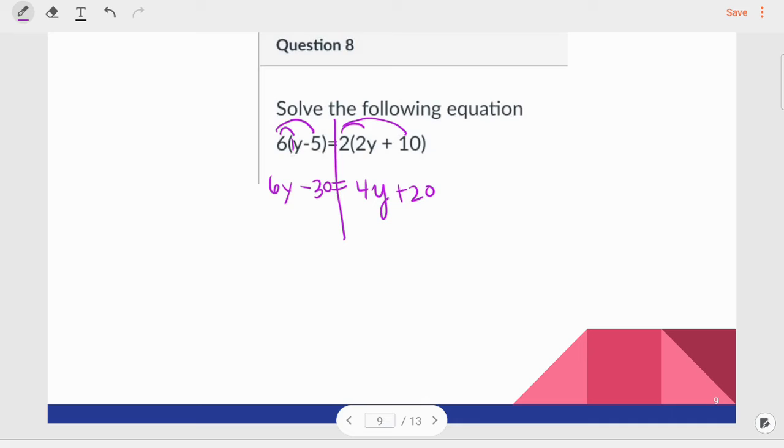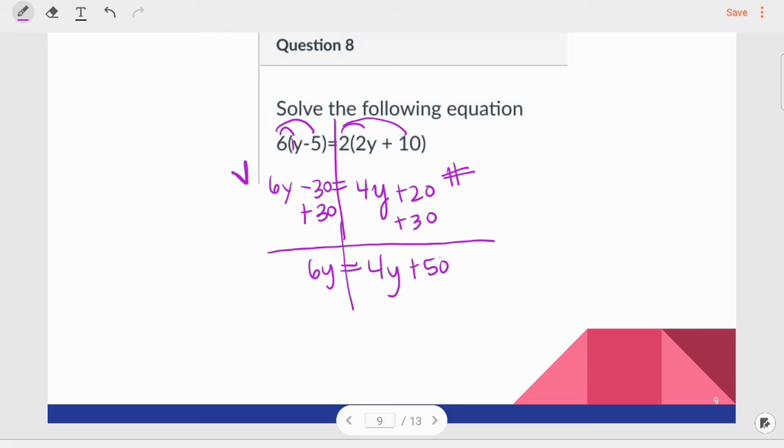Now I can see which side does have more y's. This is my variable side. 6 is greater than 4. So variable side and number side. Because I need to get rid of the minus 30, I'm going to add 30 to both sides. And we are left with 6y is equal to 4y plus 50.